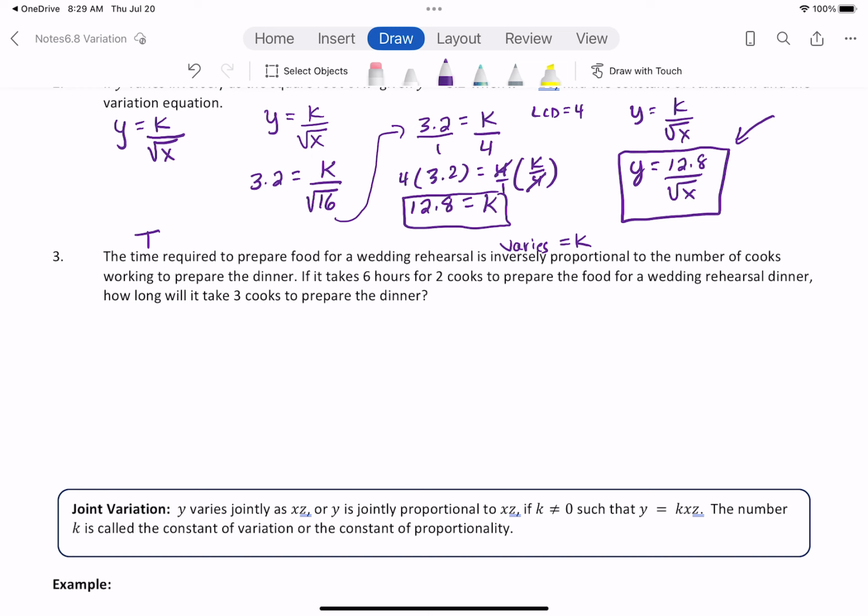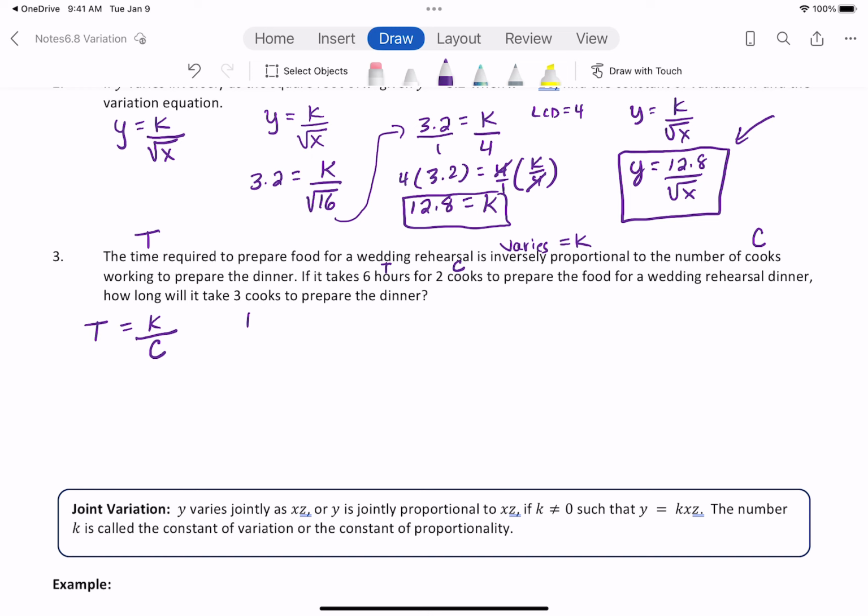What is varying inversely is the number of cooks working to prepare the dinner. So I'm going to call this C. So our equation, we have the time required varies inversely as the number of cooks. So then if it takes 6 hours, so that's my T, right? And 2 cooks. So that information is going to allow me to figure out what K is.